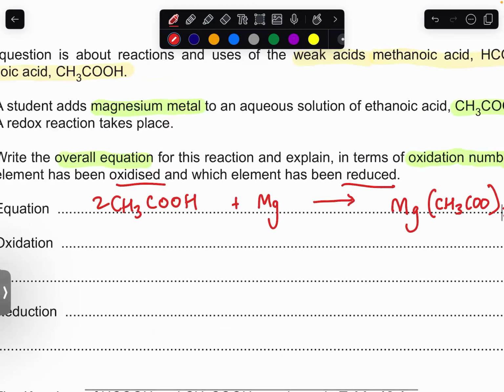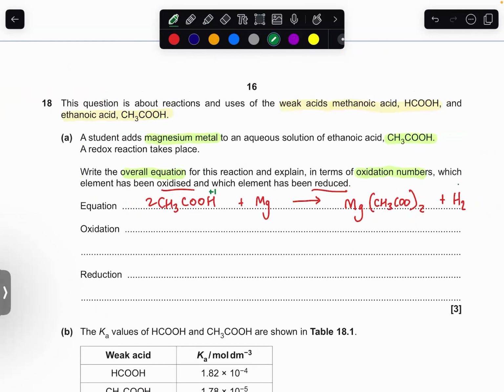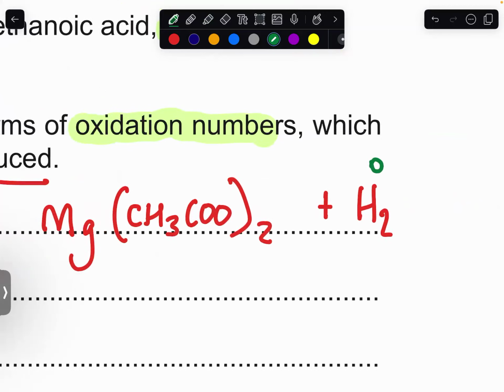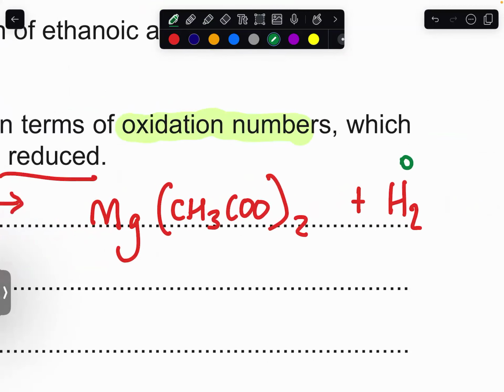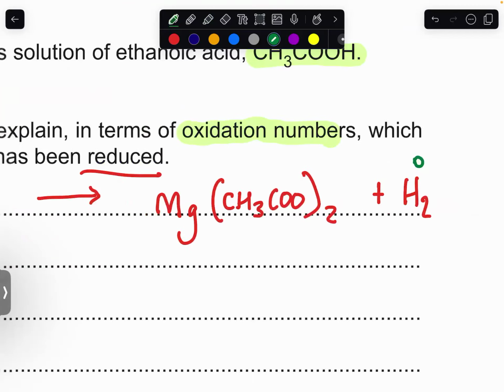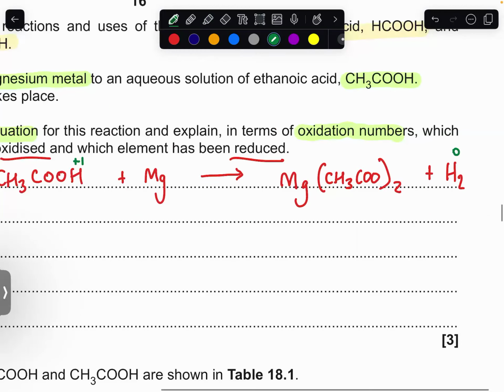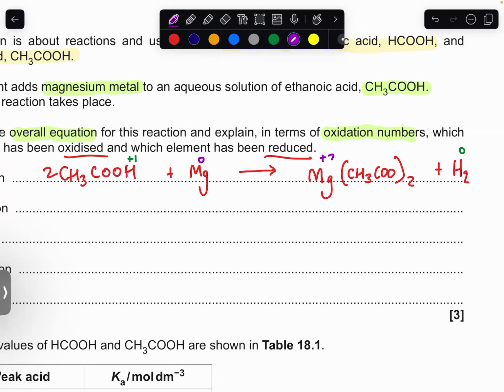Hydrogen has gone from a +1 oxidation number to 0. Any element in its standard state, meaning it's only bonded to an atom of itself, of the same element, has an oxidation number of 0. Anything diatomic or S4 or S8 or P4 or O2 is 0 here in its standard state, and it goes to a +2.